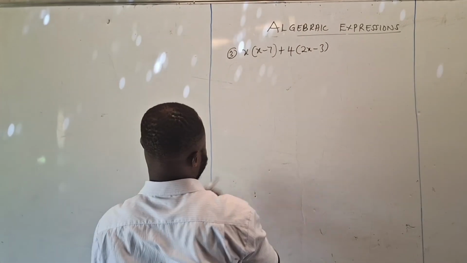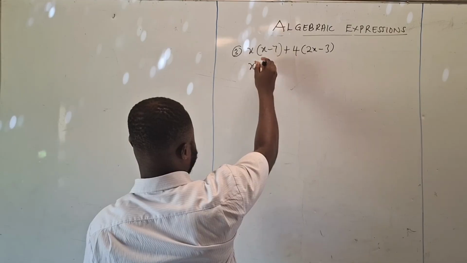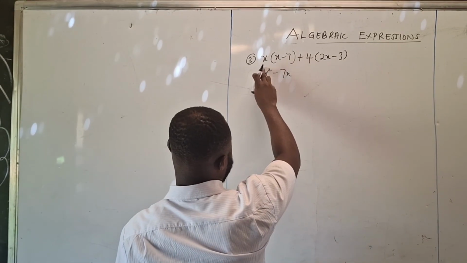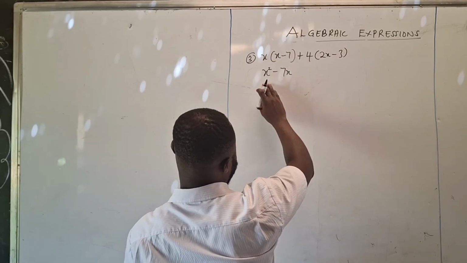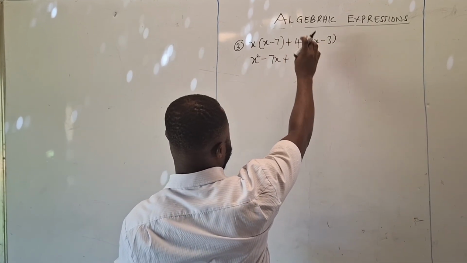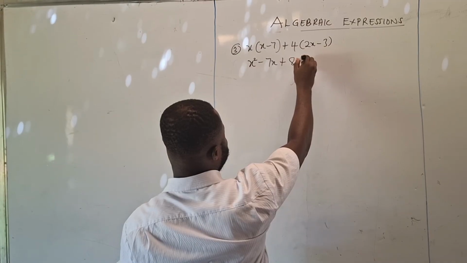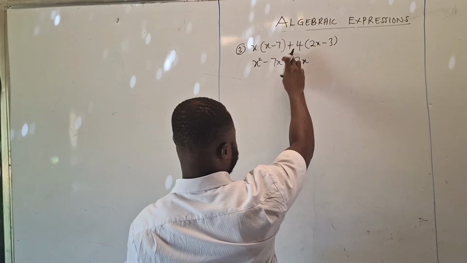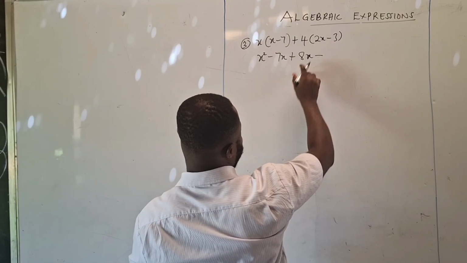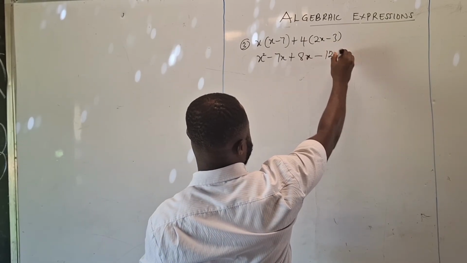Now x times x will give you x squared, minus x times 7 will give you 7x. Don't write x7. We normally write the numbers before the alphabet. Now plus 4 times 2x will give you 8x. Positive times negative will be negative. Always be careful with that. Then 4 times 3 will give us 12.